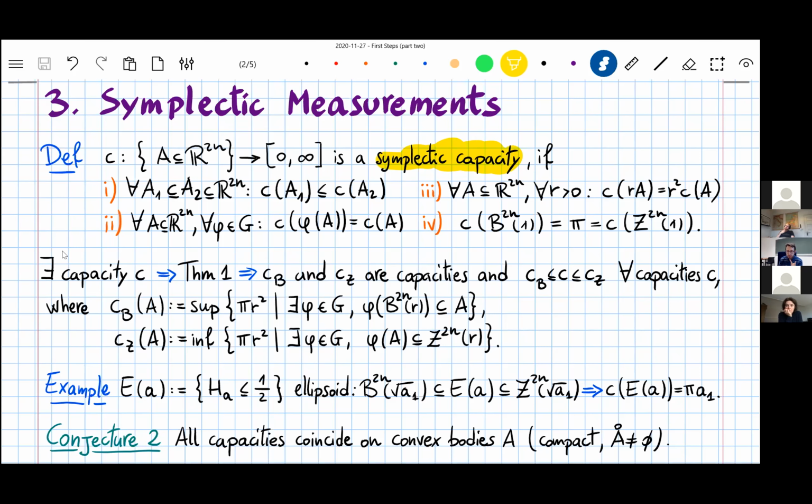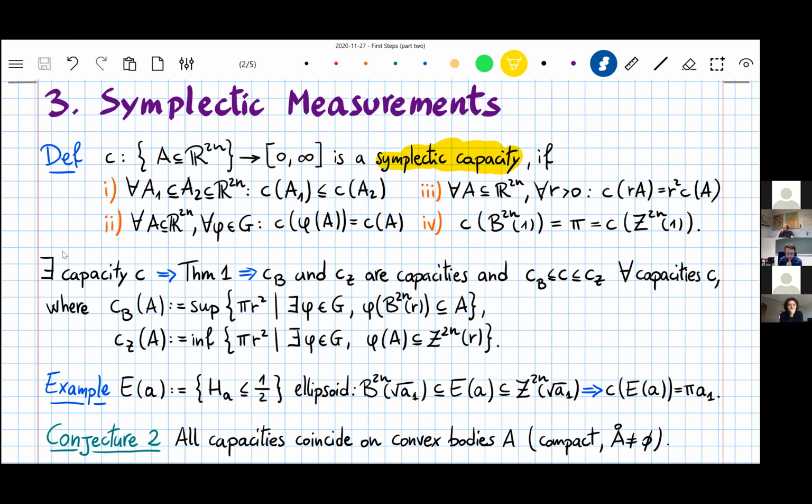The third property is that in some sense it should rescale as the symplectic form. So if I rescale a set by R, then the capacity should also rescale by R squared, like the symplectic form would do. And the fourth property is that in some sense this measurement should encode the Gromov non-squeezing theorem, meaning that the ball and the cylinder of the same radius should have the same size. So in this case, normalized to be pi.